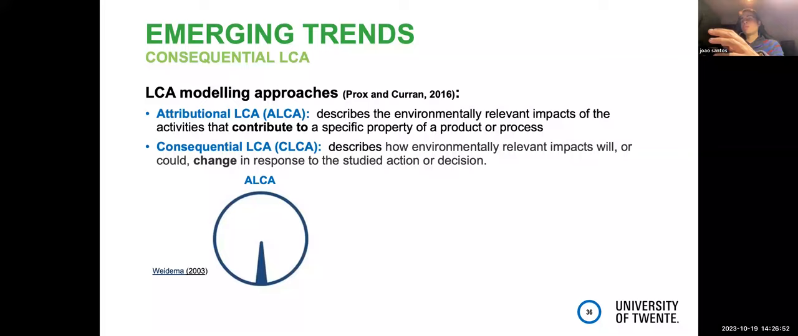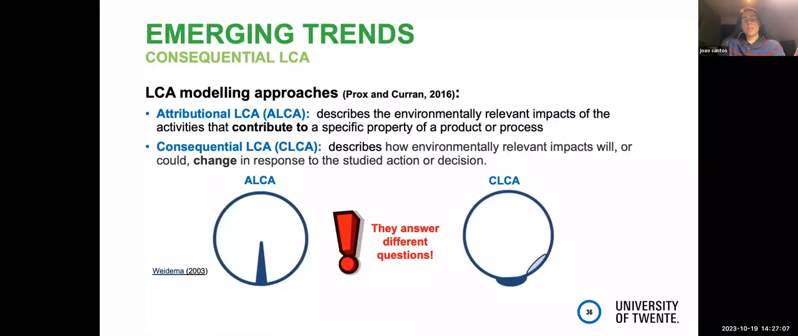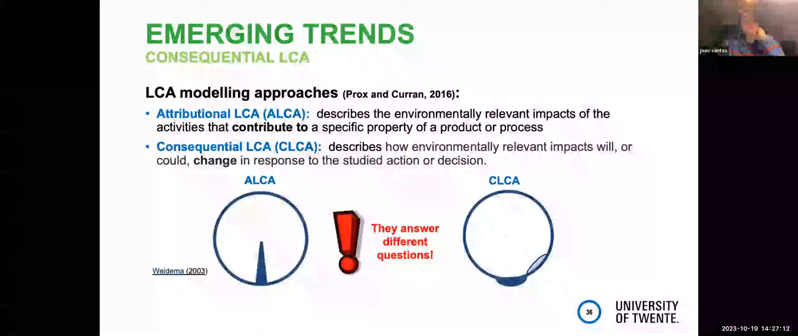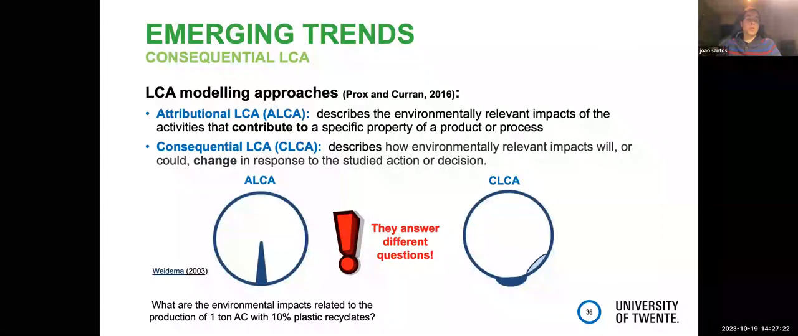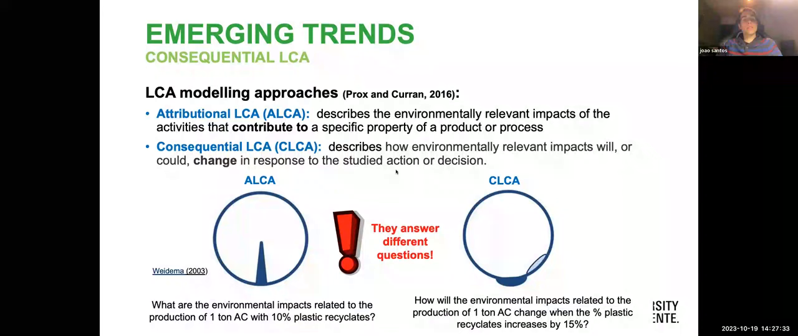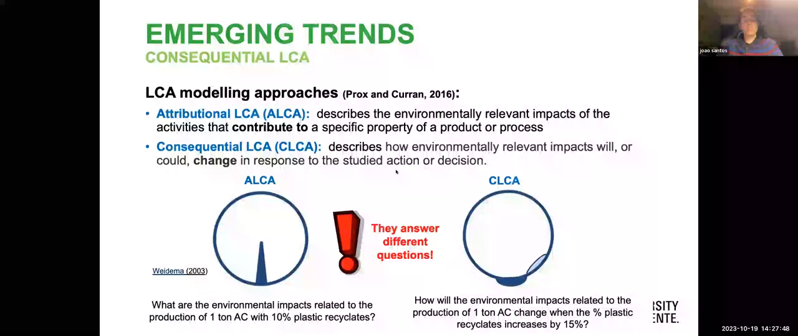The first one tries to allocate all the environmental impacts of humanity to a specific activity, while the second one tries to describe how the impacts change as a response to a change in the functional unit. So they answer different questions. The first one could provide an answer to a question, for example, what are the environmental impacts related to the production of 1 ton of asphalt concrete with 10% plastic recyclates? A question that can be answered with the consequential LCA could be, how will the environmental impacts related to the production of 1 ton of asphalt change when the percentage of plastic recyclates is increased by 15%? So as you can see, there is a difference. The second approach is more suitable for policy making.